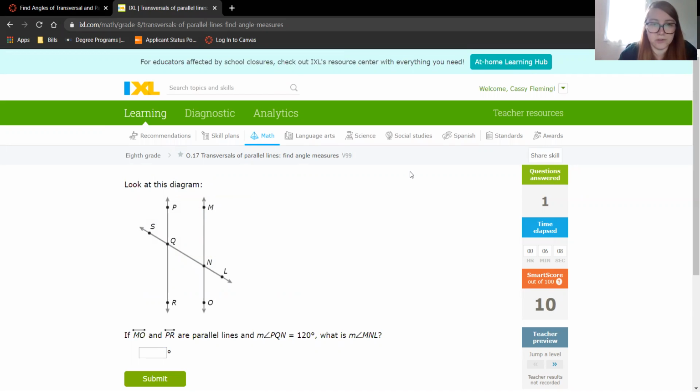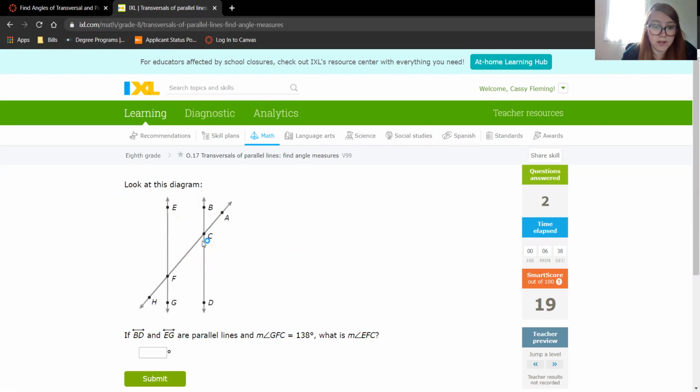PQN is 120, and it wants to know MNL. Well, looks like it's 120 again. Let's see. Kind of being lazy. But it works.